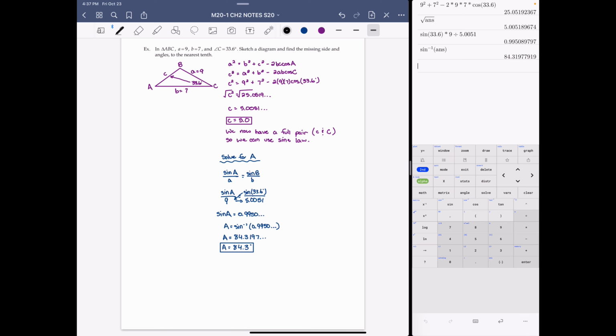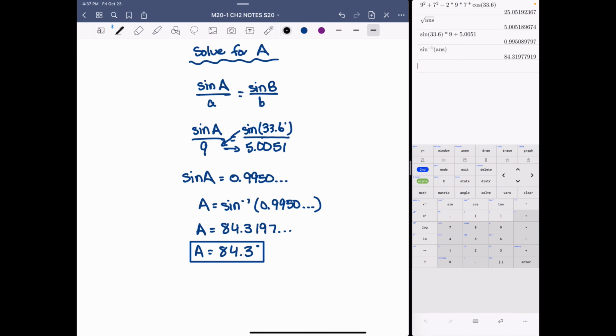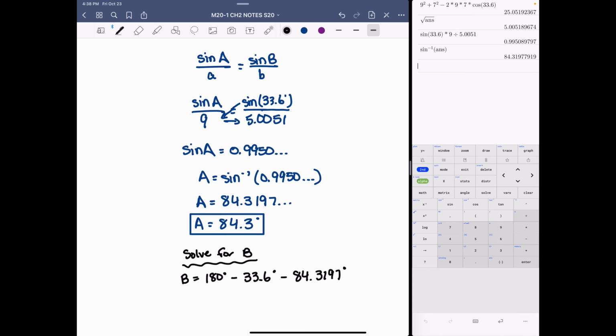And then last, we need to solve for angle B. We already know angles A and C, so we can use the property that the 3 angles in any triangle add to 180. Solve for B. B equals 180 degrees minus angle C, which is 33.6 degrees, minus angle A, which is 84.3197. Again, use at least 4 numbers after the decimal to get a more accurate result.